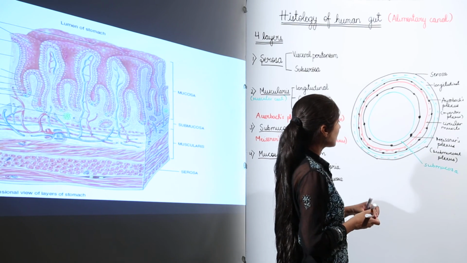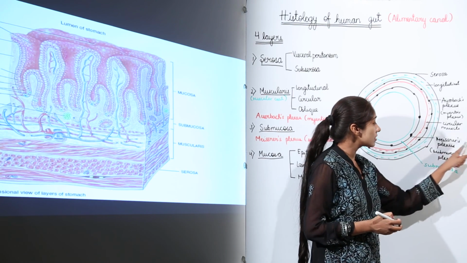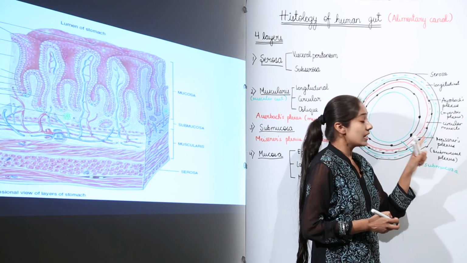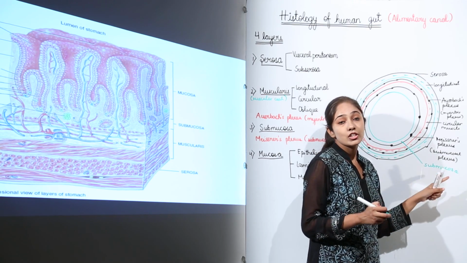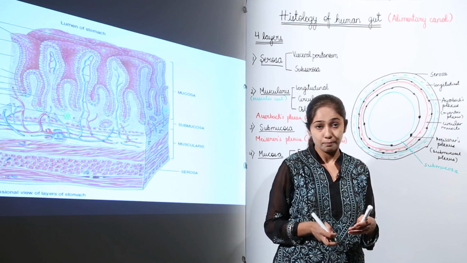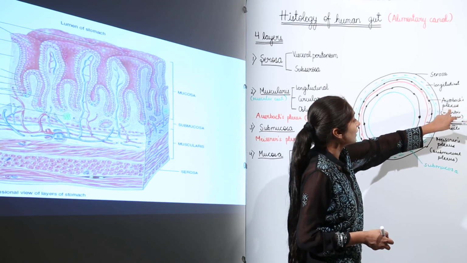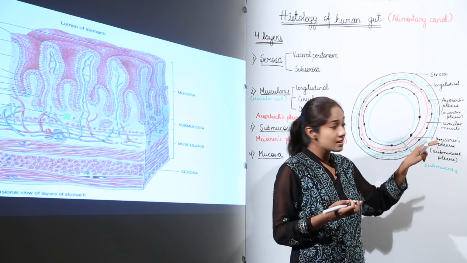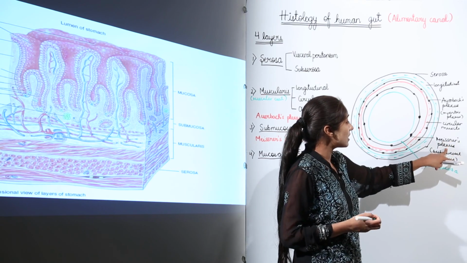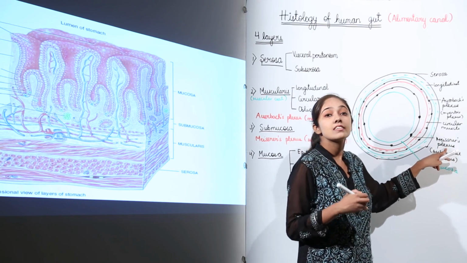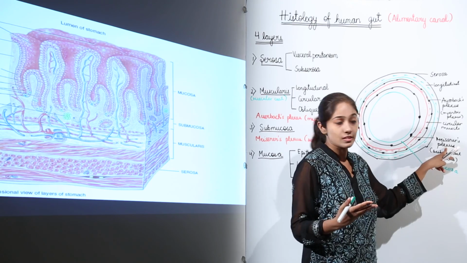Now after this, just remember the function of this Meissner's plexus or the submucosal plexus. It actually regulates the secretion of the intestinal juices. This Auerbach's plexus regulates peristalsis, and this Meissner's plexus, it regulates what? It regulates the secretion of intestinal juices.